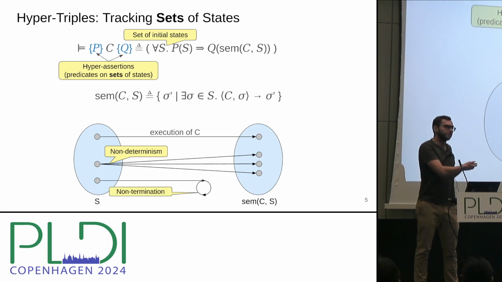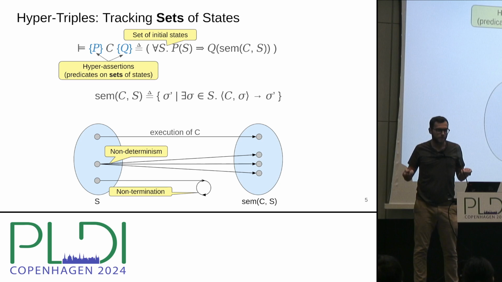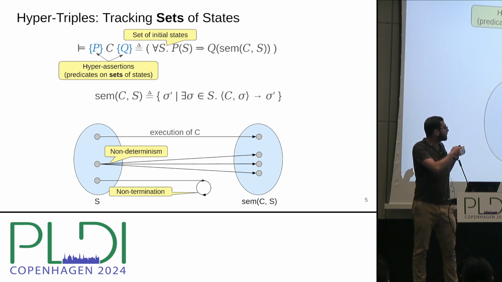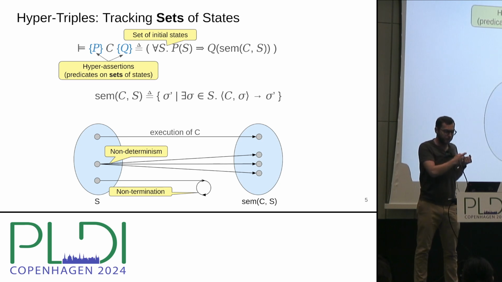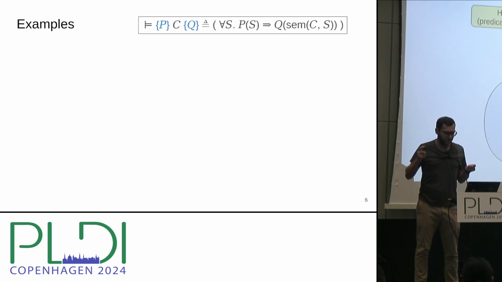And we might also have executions that do not terminate. We don't have a final state in this case, so we simply do not collect anything. So this is the core of Hoare logic, those hypertriples. But how can we use them to express hyperproperties, as I've shown before?